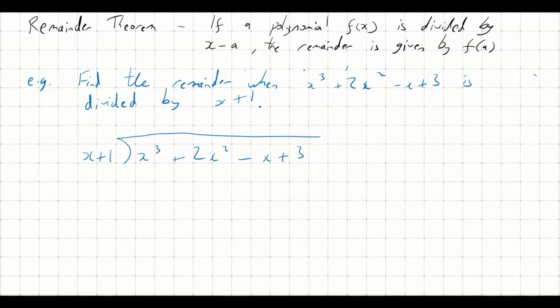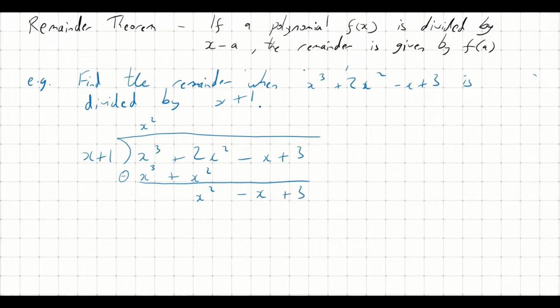Okay. How many times does x go into x cubed? It goes in x squared times, and x squared times x plus 1 is x cubed plus x squared. We're now going to subtract what we've just got from the line above. x cubed minus x cubed gives nothing. 2x squared minus x squared gives x squared, and we still have a minus x plus 3.